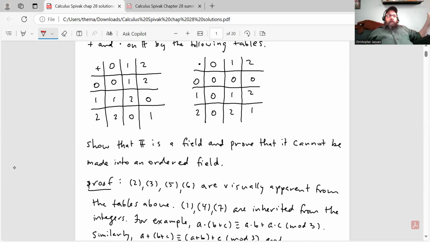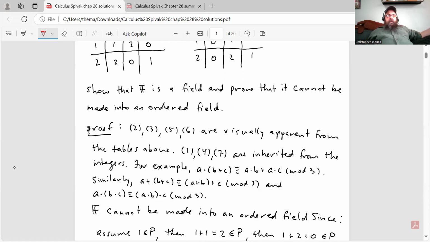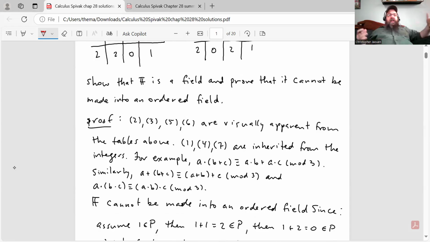And then properties 1, 4, 7 are inherited from the integers. If you know about the integers modulo some natural number n, then you know how this works. So, for example, a times (b plus c) is congruent to a times b plus a times c mod 3, and same thing for these other operations here. So if you know about those types of operations, then you can actually write out the proofs in detail if you want to. I just didn't feel like going through the work for that because it's straightforward and at this point it kind of feels like busy work to me.